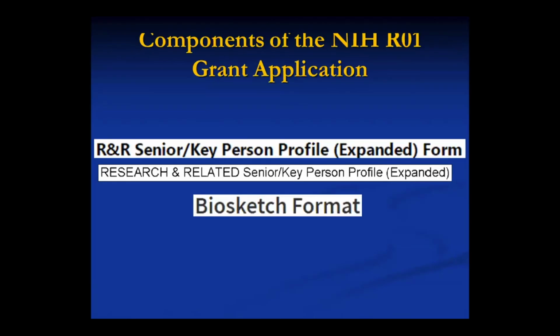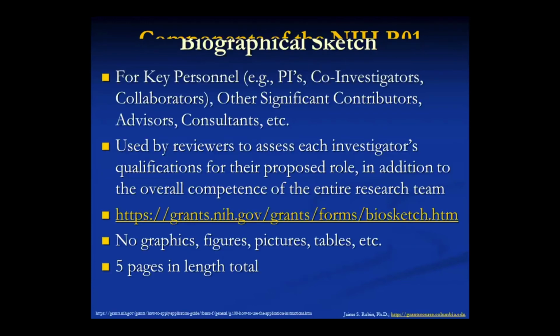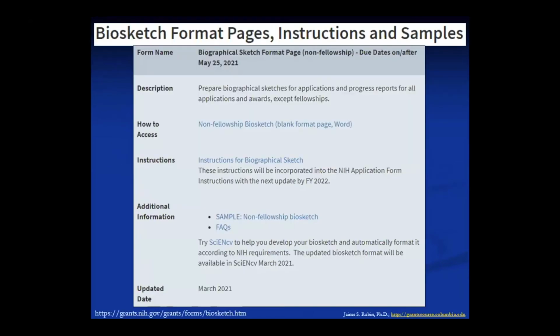So the new biosketch was just announced at the end of last week. So there is the URL, 5 pages total. And you would include the biosketch for all the key personnel, all the significant contributors, and so forth. And the reviewers use these biosketches to assess that investigator's background and qualifications for whatever they're going to do in the project, as well as the overall competence of the research team. Make sure that they're using the new and current biosketch. The new one goes into effect on May 25th of this year.